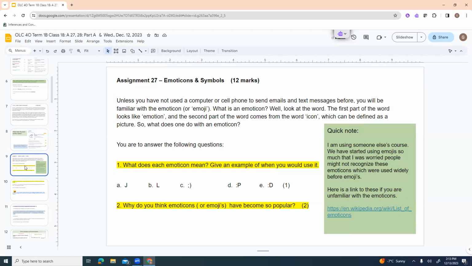Number two just asks for your opinion. Why do you think emoticons or emojis have become so popular? As long as you tell me a reason that makes sense, I will take it, right?